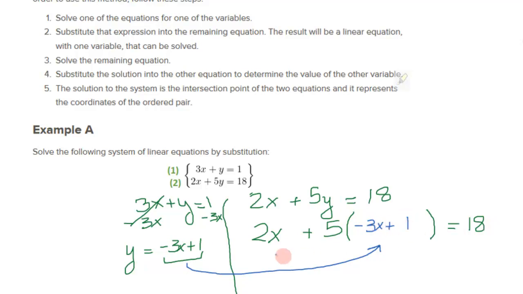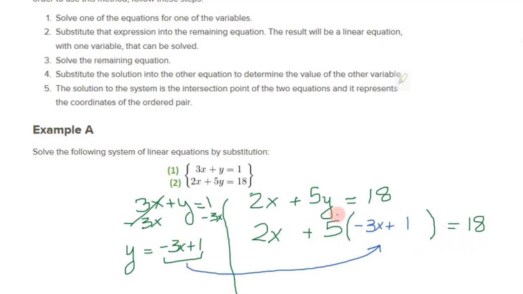Okay, so now you have the equation on the right-hand side, but there's no y's at all. Do you see that? You only have one variable, which is awesome, because that means you can solve it. So that's our next step. Step number 3 is solve the remaining equation. All right, so that's what we're doing.